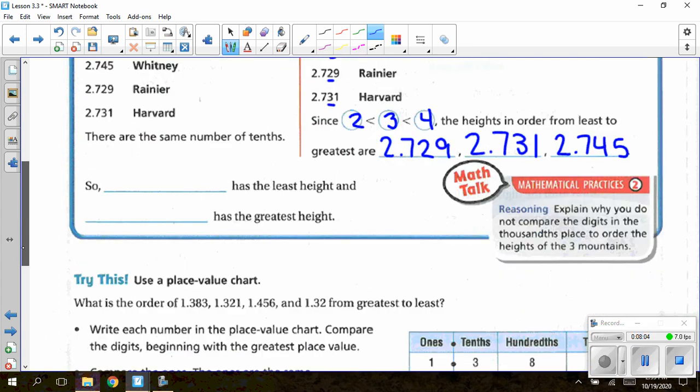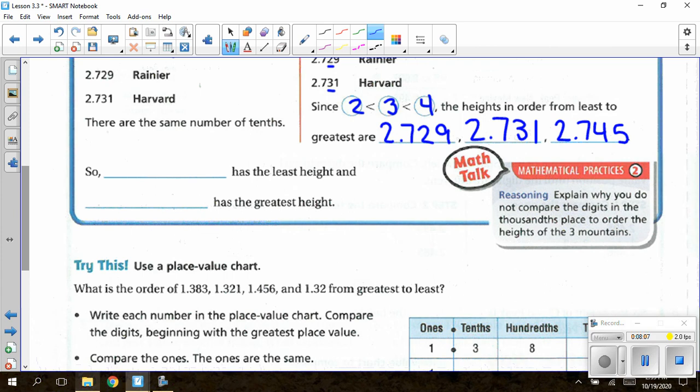So there were 2 additional questions that they were asking. The first one was, which mountain had the least height, which we know the smallest number from our least to greatest was our 2 and 729 thousandths, which was Mount Rainier. And then the mountain that had the greatest height, which was our 2 and 745 thousandths, was Mount Whitney.